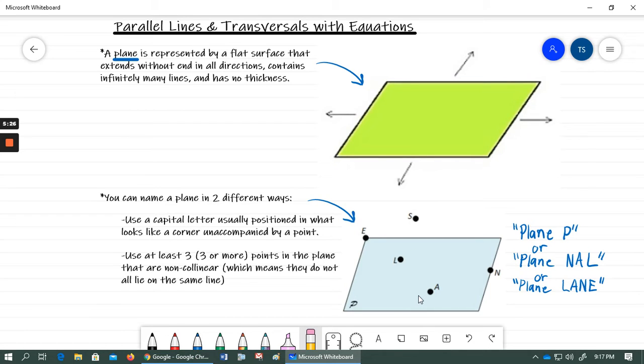So that's a little background information on planes. When we're discussing parallel lines, you'll hear a word in that definition that's related to planes, and that's why we went over what a plane is. I'm not wasting your time or my time. You need to know this.